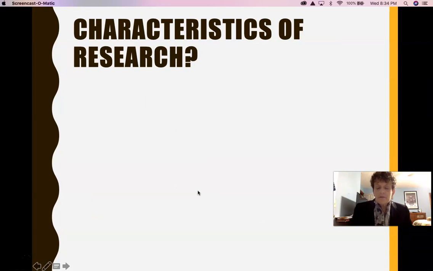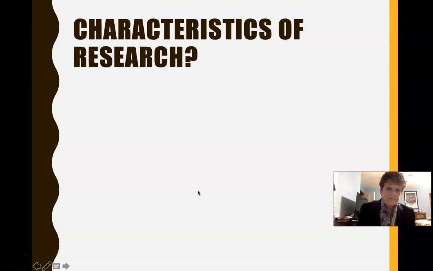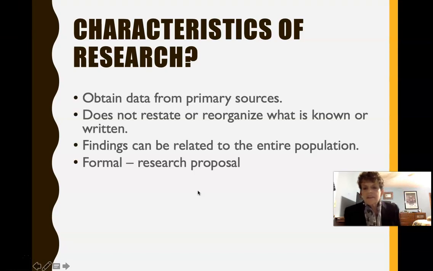So what are characteristics of research? First, we want to make sure that we obtain our data from primary sources. You want to always go back to the initial source for any information that you are using. If someone did a study in 1950 and it hasn't been replicated, but other people have written about it, you want to go back to the original 1950 study so that you can thoroughly understand the limitations, the conditions, the sample, all those things that happened in the original primary source of information.